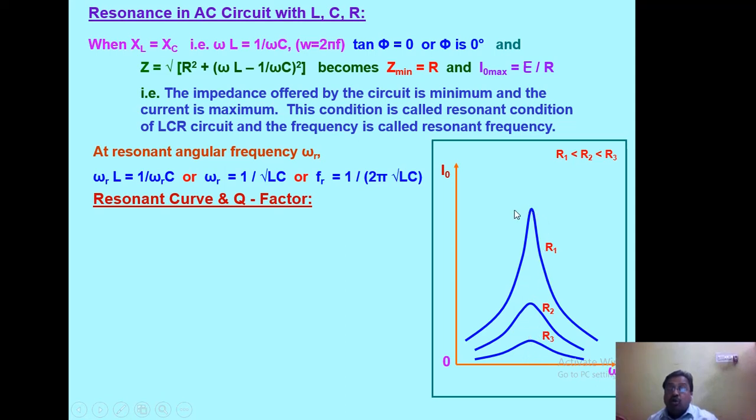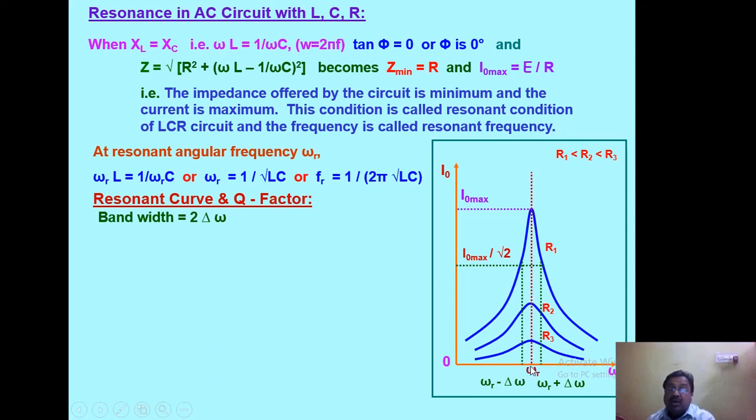If resistance is low, peak current is more. If resistance is gradually increasing, peak current is decreasing. This curve is also called the frequency response curve. Here we have marked I0 maximum corresponding to the resonant frequency omega r, and we see that for a particular value of frequency the current becomes 1 by root 2 times I0 maximum, and it corresponds to a certain frequency.